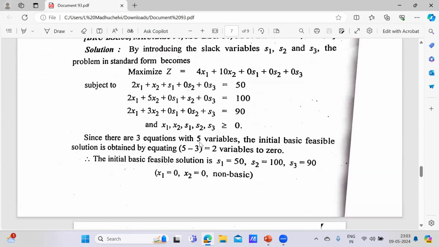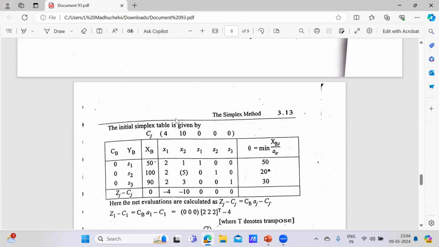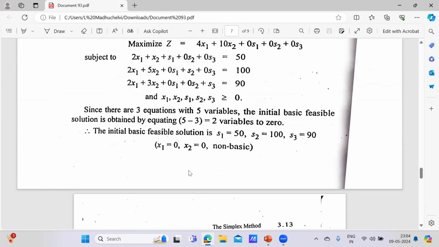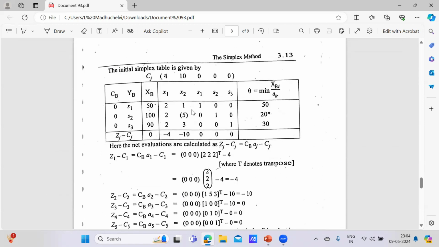And S1: the coefficient is 1, the other two are 0, so 1, 0, 0. S2 is 0, 1, 0. Similarly, S3 is 0, 0, 1. So this is the body of the matrix as given in the algorithm. The coefficients of the basic variables form the unit matrix.